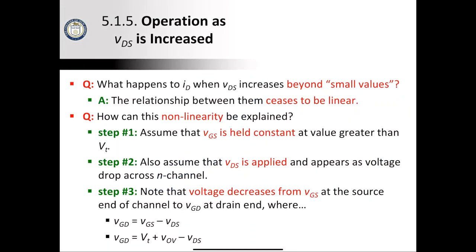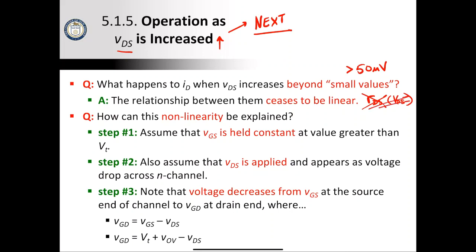Okay, so this is what we're moving on to next, which is operation as VDS goes up. So what happens to the current ID when VDS is increased beyond the small value, meaning greater than 50 millivolts? What happens is the relationship between them ceases to be linear, which means we're no longer going to be able to describe it by this nice RDS value. Now we could define an RDS, but it would be a nonlinear value, a function of VDS itself. It would no longer be a single value.